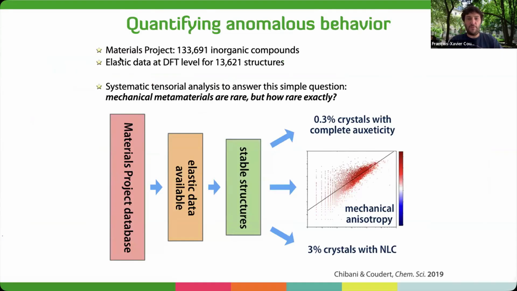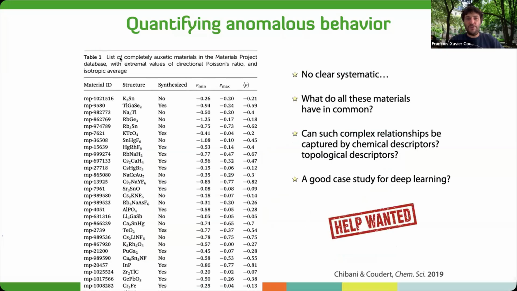And we find things like, for example, 3% of the crystals in that database have negative linear compressibility. So, okay, I understand why people say it's rare. But 0.3% of crystals have complete auxeticity. So we can see that between two things that are considered rare, there is one order of magnitude difference. In fact, we tried to go a little bit further, and we tried to analyze these crystals with complete auxeticity. And this is one of the parts of the talk where I tell you something that we actually failed to do. So we looked at all these materials, at this list of materials that have complete auxeticity.